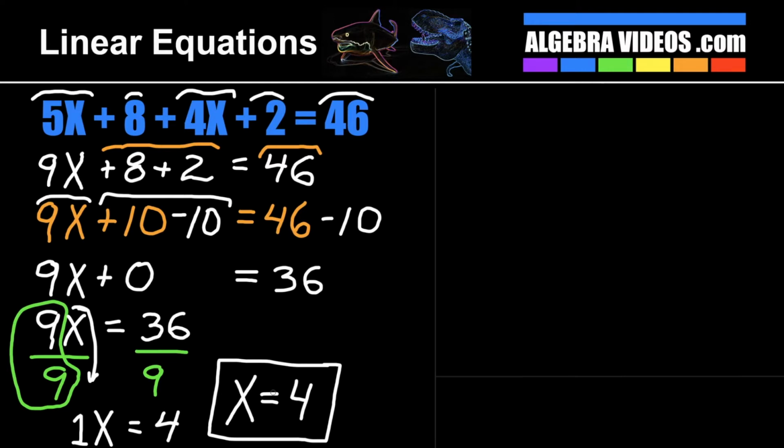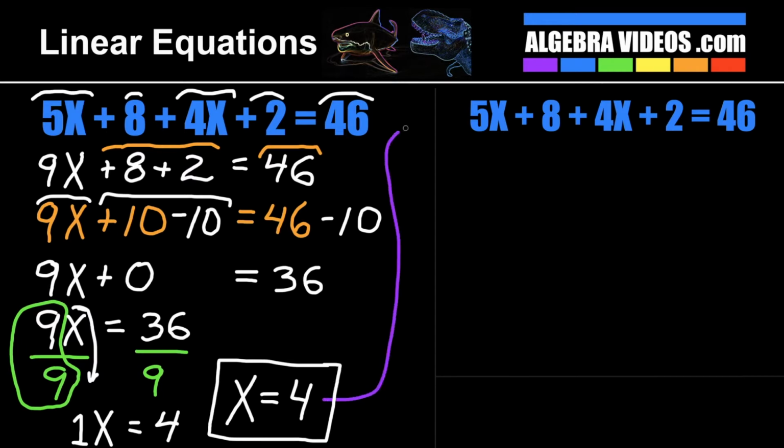But if you want to be sure you got the right answer, then what you do is you plug this 4 back into the original equation. So let's do that. I'm rewriting the original equation, and wherever there is an x, I'm going to write in our solution for x, which is 4. Okay? So I'm going to plug this into this original equation. Wherever there's an x, I'm going to put in our solution of 4.